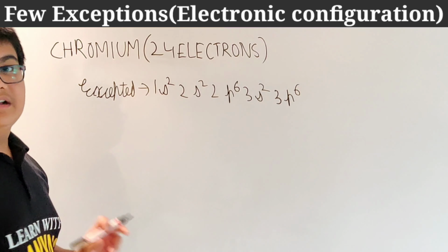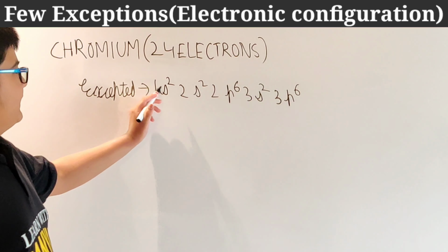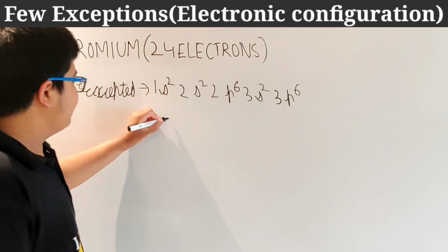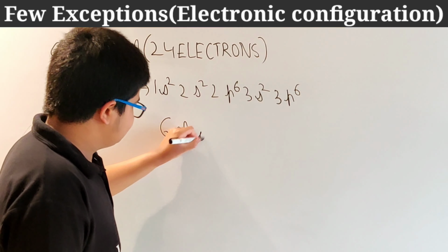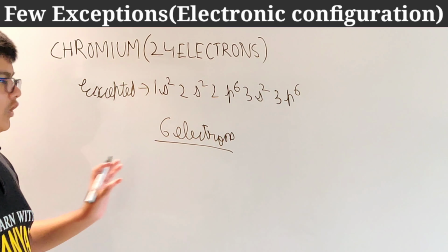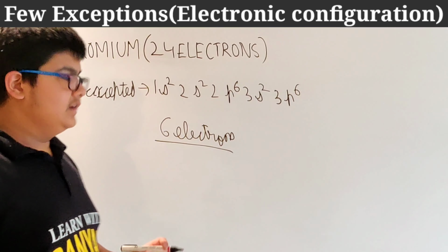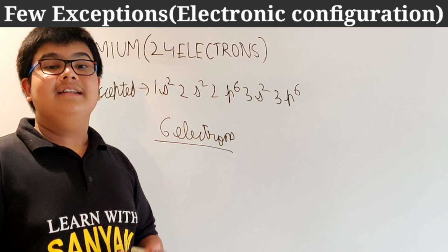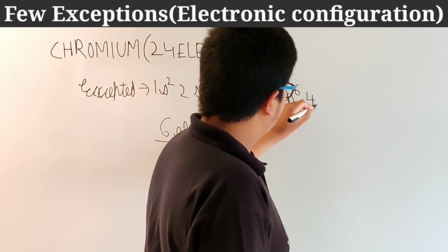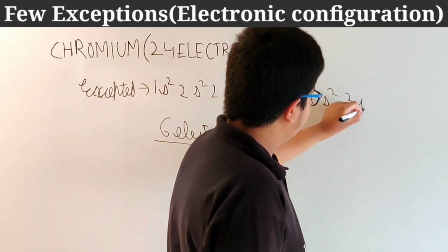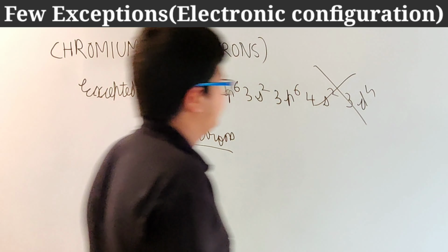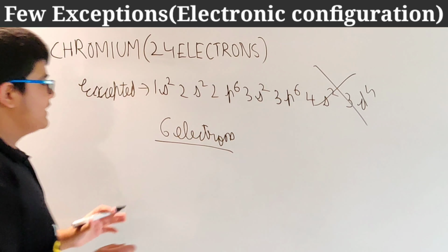Now there is a confusion. So till now we have filled 18 electrons. So we are left with 6 electrons. So according to the rule, first they should go in the 4s orbital. But this does not happen. According to the rule, the expected configuration should be 4s2 and then 3d4. But this does not happen. This is wrong. So what is the actual configuration of chromium?